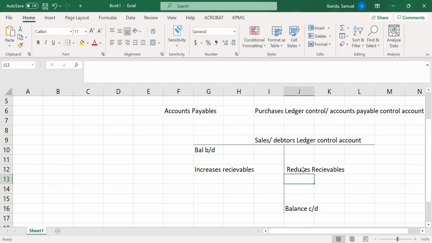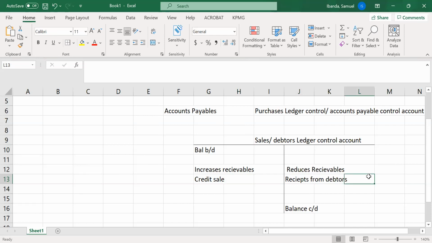I think I gave a format of how to prepare a contra account, but this is the principle. What increases receivables are more credit sales. When you sell more on credit, it increases the receivables. What reduces them are receipts. When the receivables pay you, they reduce your receivable balance. So receipts from the debtors appear on this side.